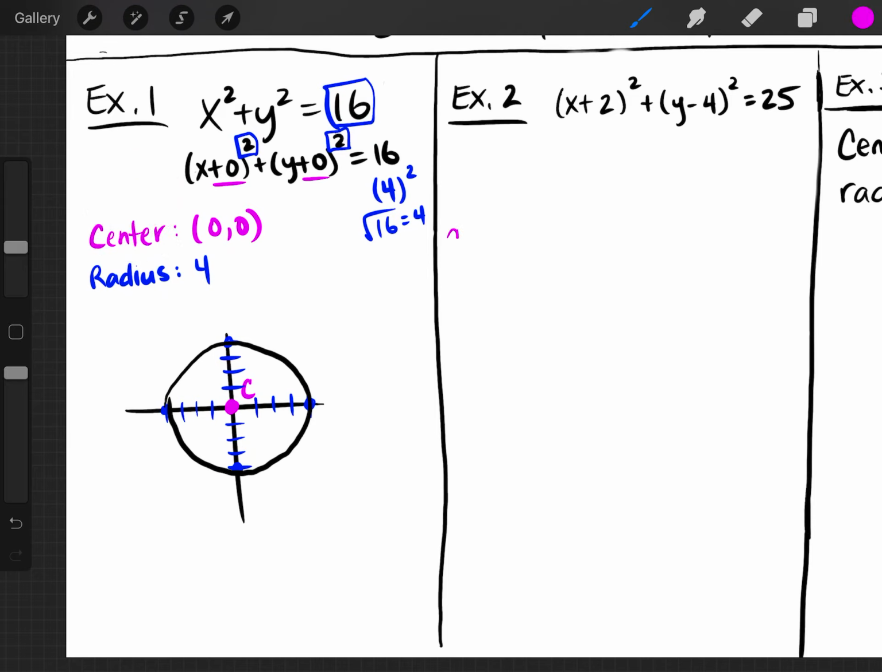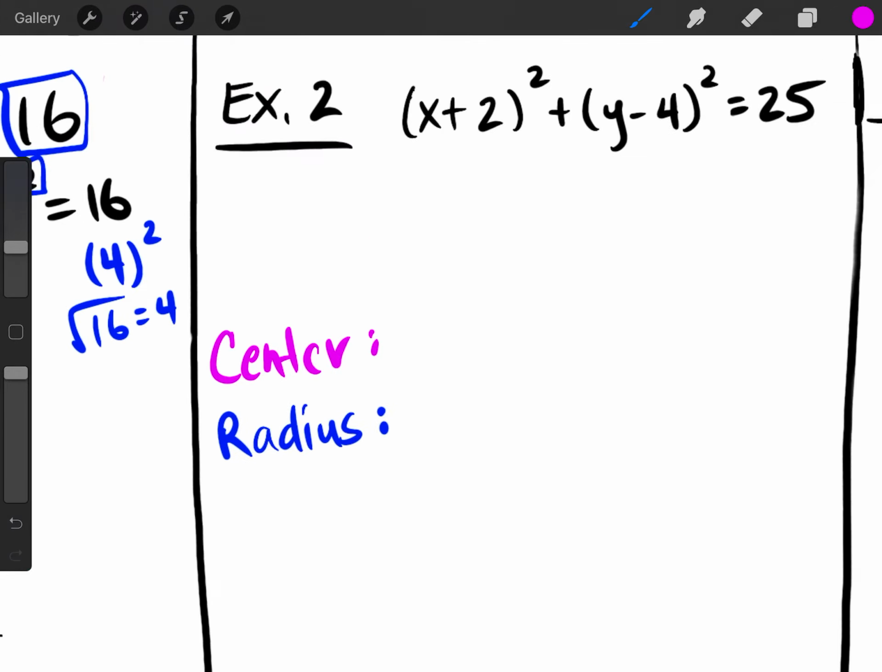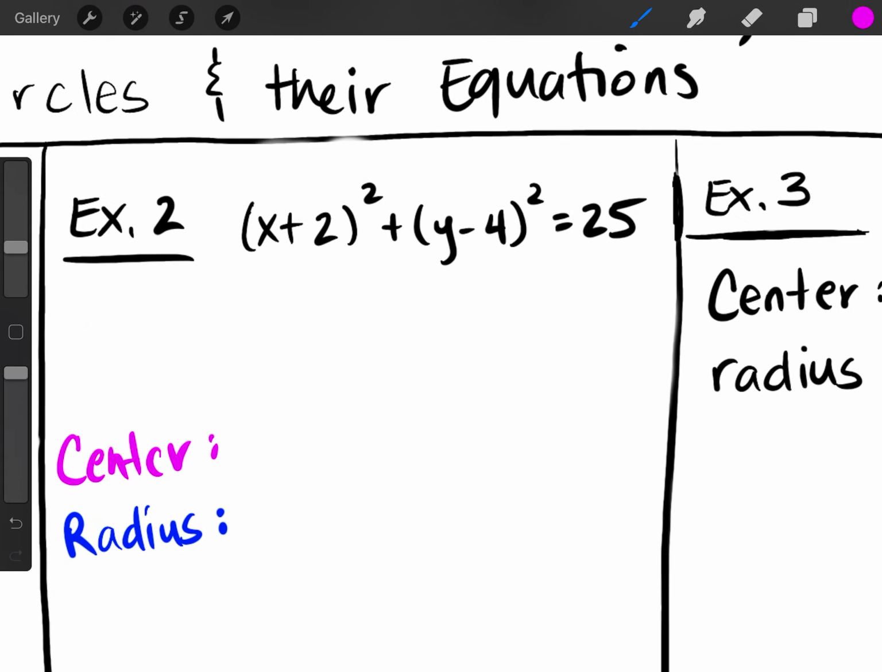Now we're going to look at the next example. Of course, there's going to be some added information, but again, from that equation, we can find the center, and we can find the radius, right? Those are the two big pieces of information we get from circles. Now, this is a little bit different, right? We have x plus 2 squared, y minus 4 squared equals 25. Again, it's telling us where the center is. This x plus 2, this y minus 4 is telling us all of the information that we need.